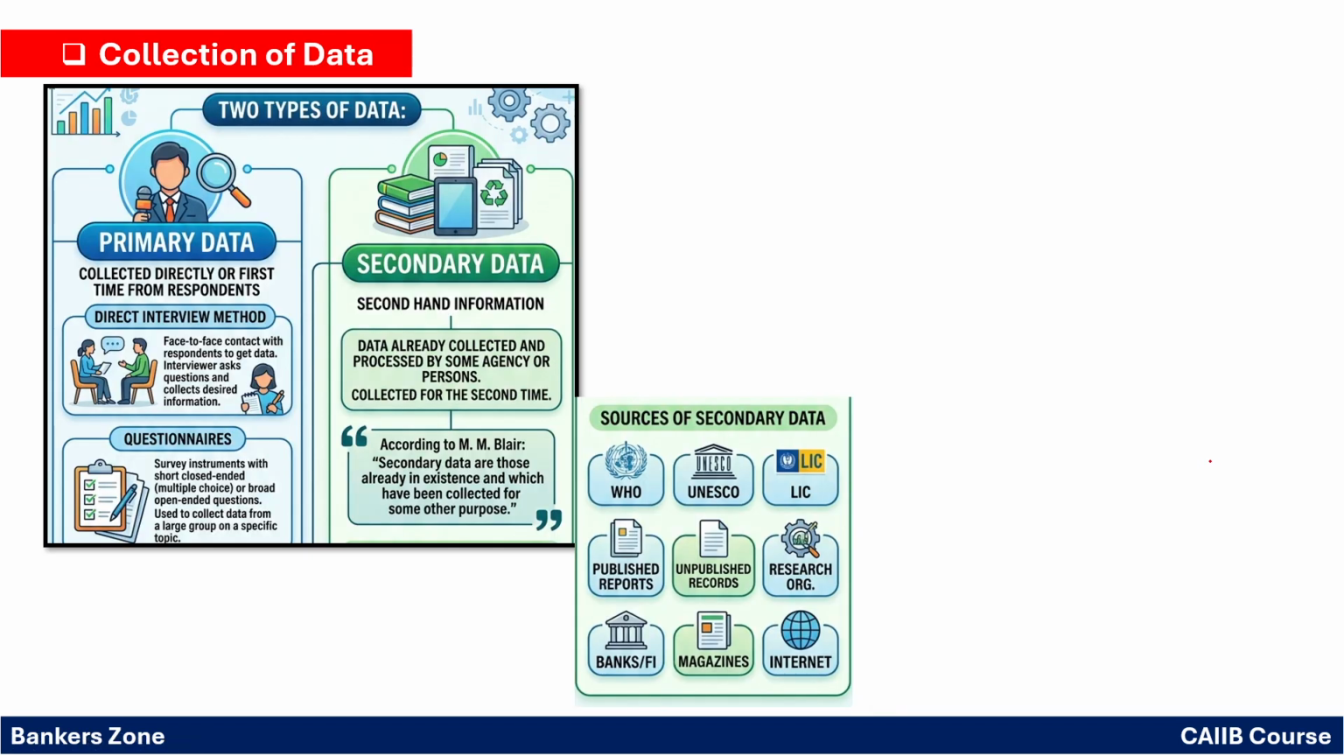Okay. Now see the collection of data. So we talk about the collection of data. There can be two types of data. First is the primary data and second is the secondary data. When we talk about the primary data, it is directly collected for the first time from the respondent or the informer, the person giving information from whom you collected the data for the first time. That is called primary data.